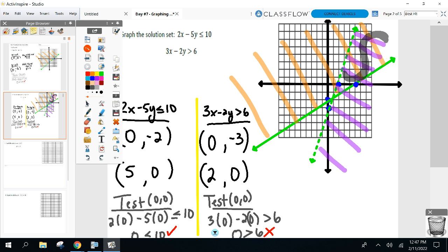Not fully complete yet. I did not have to worry about it on the last one. I only graphed 1 on the last one. Now I'm graphing 2. At least one of them you need to label. So anytime you do 2 or more, you at least need to label one of them. Because you don't need to label the other one. By process of elimination, you know which one it is. So label at least one of them with the inequality.